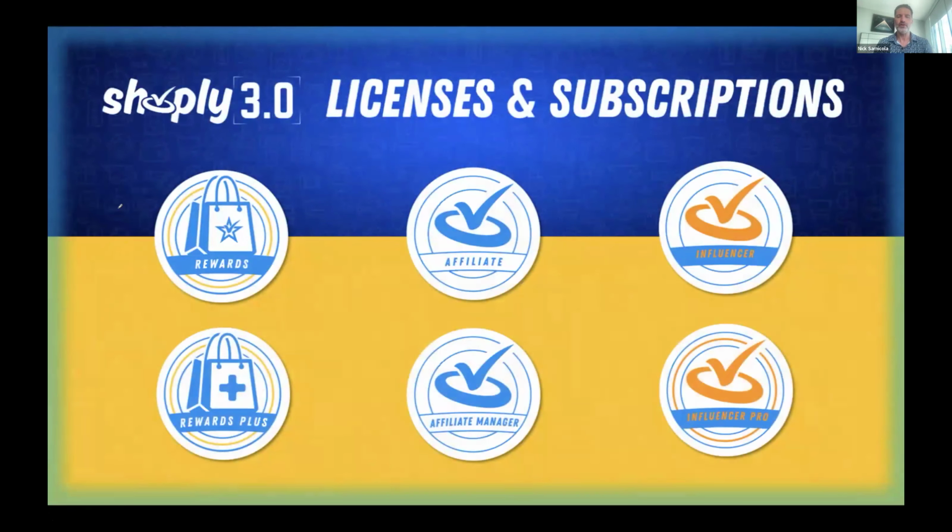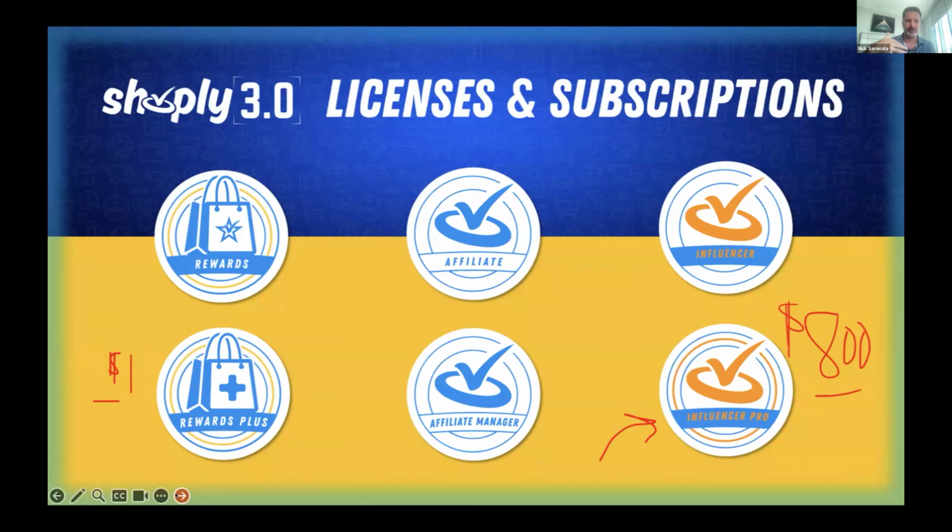Here goes. We've got 6 licenses. They range from $1 to $800. We are a software as a service. Very important: our company is legally registered as a software as a service. Everybody buys a license and everybody pays their subscription to the software. It ranges from $1 to an $800 one-time license. This Influencer Pro is the person allowed to bring on merchants from Shopify onto our marketplace.